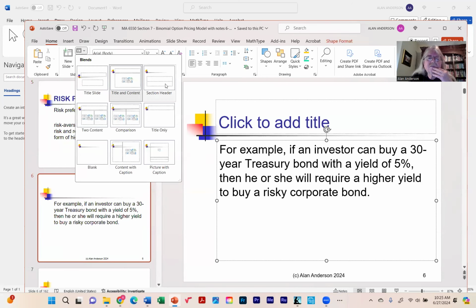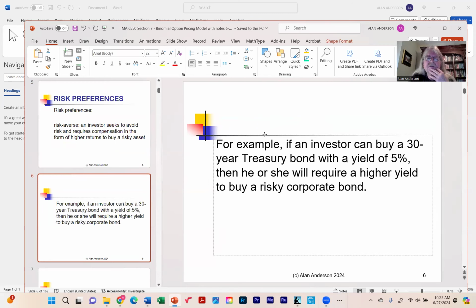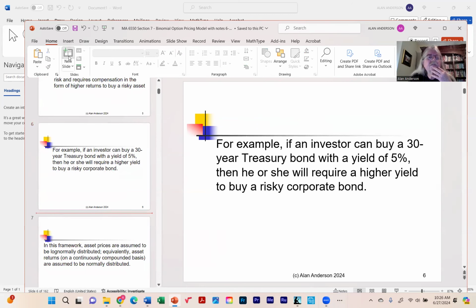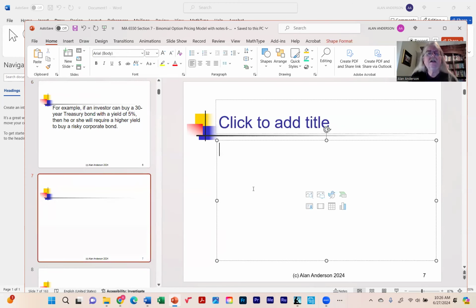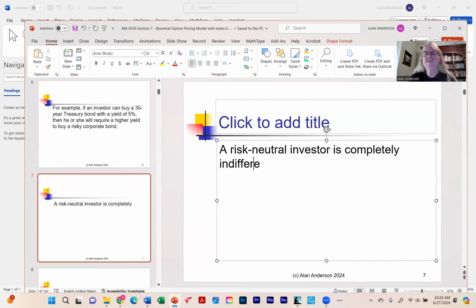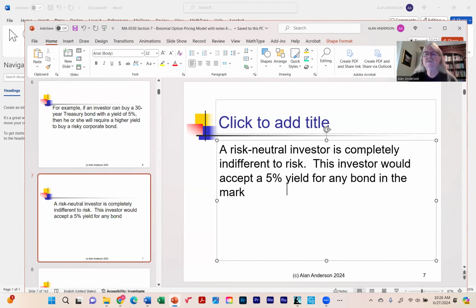Now, then we have the idea of the risk neutral investor. And you might say, well, this is crazy. But remember, these are theoretical results. And you'll see why it matters. A risk neutral investor is completely indifferent to risk. This investor would accept a 5% yield for any income. It's all the same to them. 5% treasury bill, AA bond, who cares? That's what it means to be risk neutral.